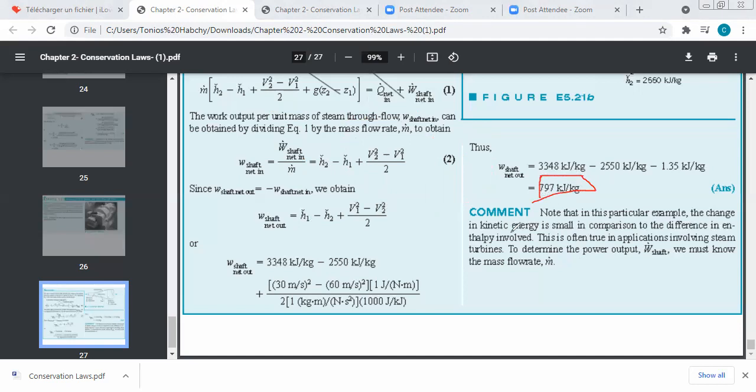Okay. So this is about the conservation of energy law. Thank you.